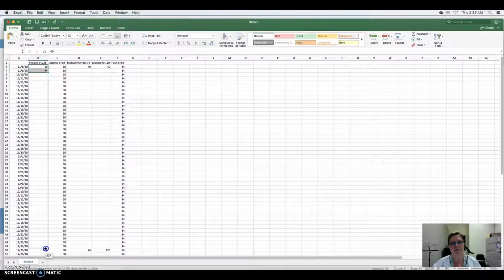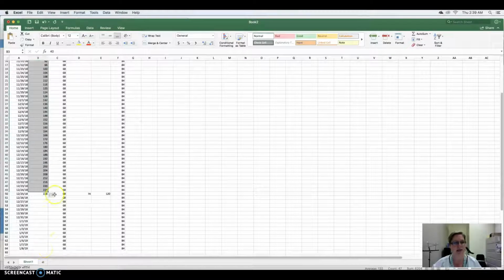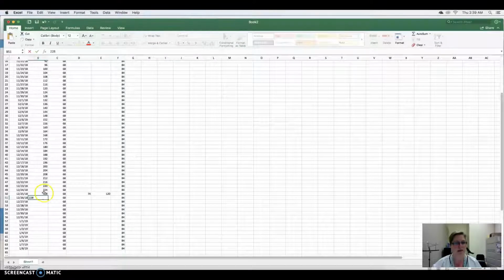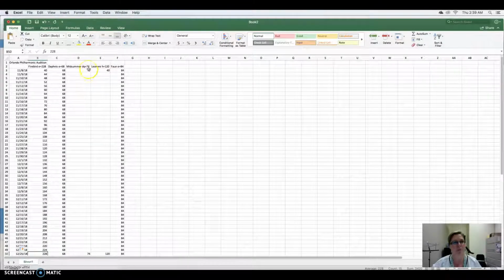I'm going to stop on Christmas Eve. Boom. Perfect. 4 clicks and then it's 228. And then after Christmas, I maintain my 228 beats per minute. Okay. Then Midsummer Night's Dream, I'm looking to get to 74. This is a much smaller increment.